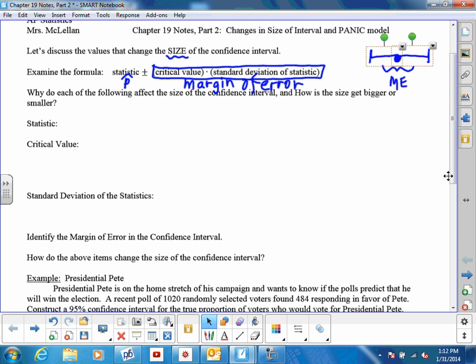It's the sample that you get. It does not change the size of the interval. It changes just where it's located. Does that make sense now? Let me show you a better picture. Here we go.